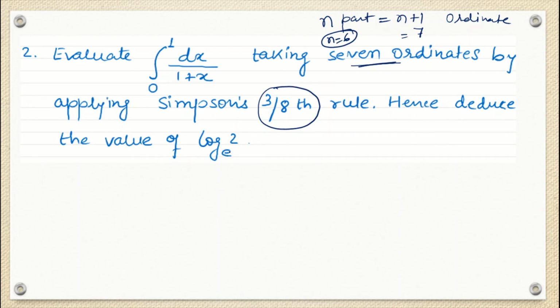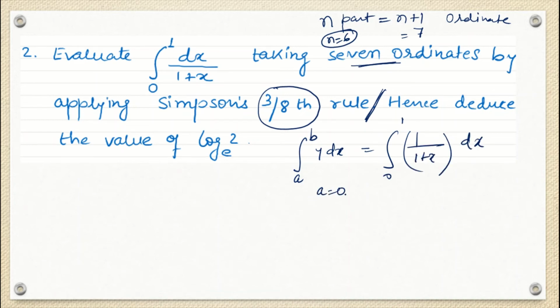First we are going to see how we use Simpson's 3/8 rule, and then we will come to the next part. What have they given us? This is 0 to 1, 1 by 1 plus x, and then dx. So your a is 0, b is 1, and your function, f(x) or y, is 1 by 1 plus x. Can you guess how accurate the answer will be if we take 6 partitions between 0 and 1? You are going to divide the graph into very small partitions, so accuracy will be much higher.